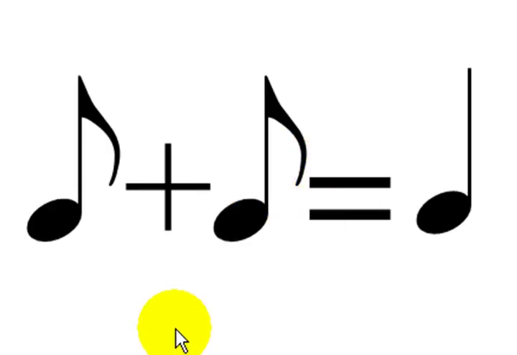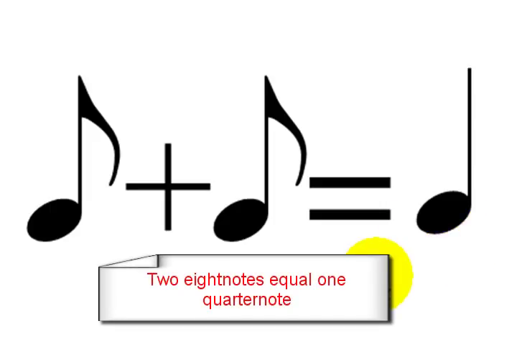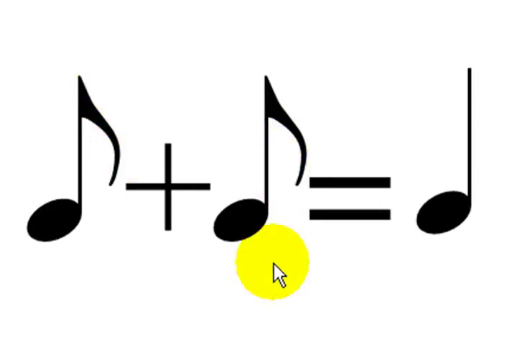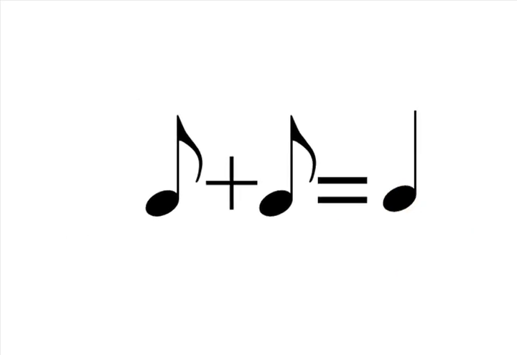So there you see the example. 2 8th notes equal 1 quarter note. And you notice that these 8th notes have flags. And that's because, as I said before, they are a smaller duration note than the quarter note.